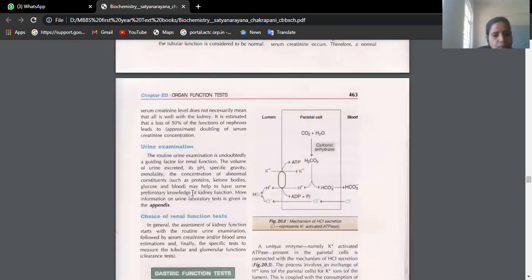Similarly, though only urea is given, you can also write a few more clearance tests; uric acid clearance is also there. Inulin is a dye which is generally given intravenously, and then we check the clearance, like how much amount of inulin is cleared in the glomerulus and excreted in urine. Okay, beta?